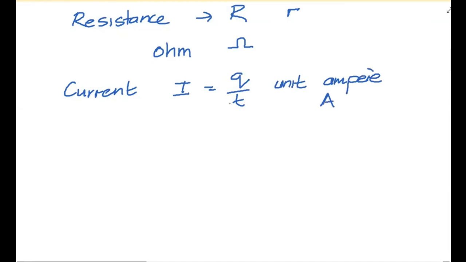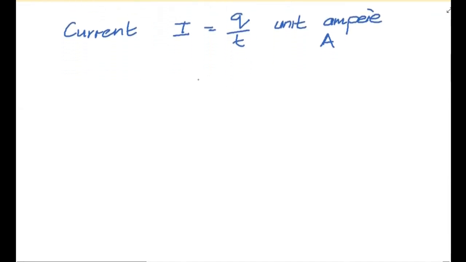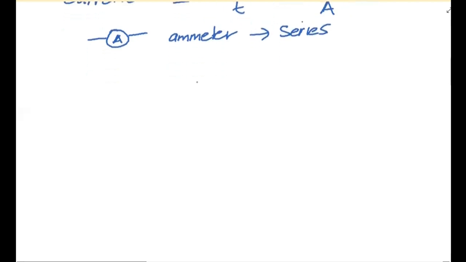So current is how quickly charges pass through my wire. Now, because it's how quickly charges pass a point, we need a device that allows us to measure how quickly those charges pass the point. So we have a measuring device in a circuit known as an ammeter, and that is the symbol for an ammeter. And an ammeter is placed in series in a circuit. So we're going to look just now also at the series and parallel part, but I need to place an ammeter in series. So I'm going to draw a circuit for you now with all of these in.